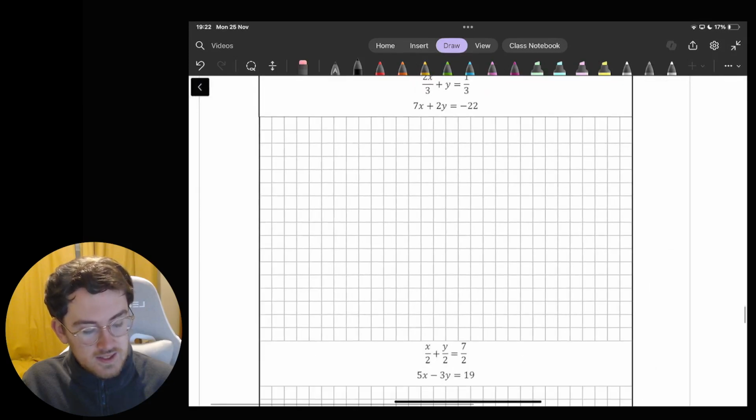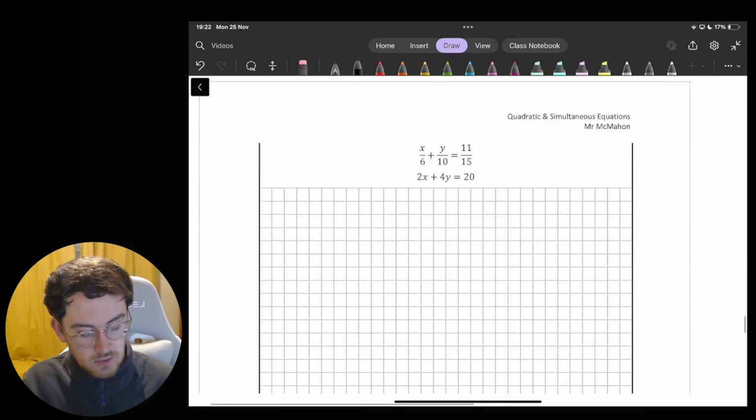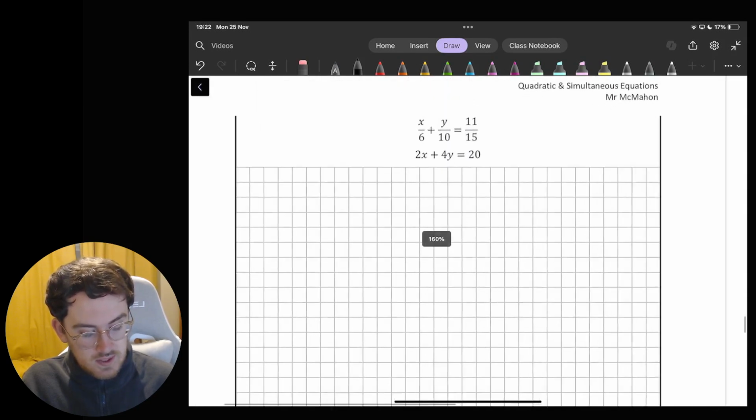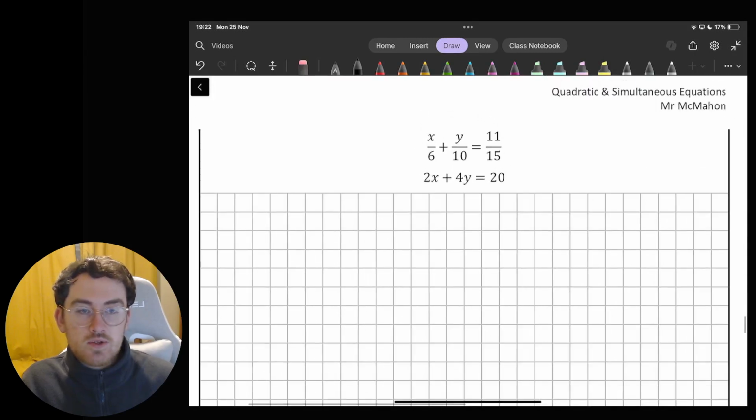So I suppose we'll look at an example or two of that. Let's pick one maybe where we have a little extra to think about. So we'll look at this one here. x over 6 plus y over 10 equals 11 over 15, because this is kind of a good example for us to look at as well.